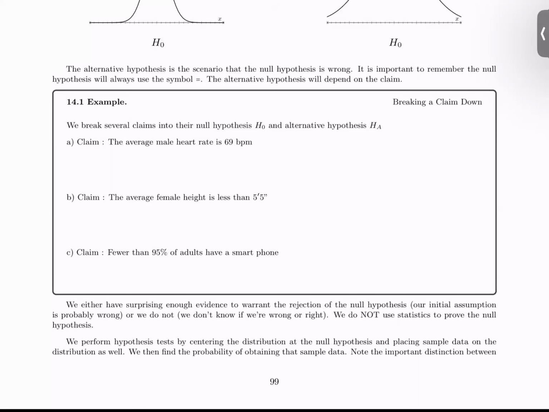All right, this section is entirely dedicated to taking a claim and then using statistics to see if maybe we can reject the claim or maybe we can't reject the claim. But before we jump into this, it's very important to break claims down into what's known as a null hypothesis and an alternative hypothesis. So in short, the null hypothesis is always going to contain equality, while the alternative hypothesis will be the opposite of the null hypothesis.